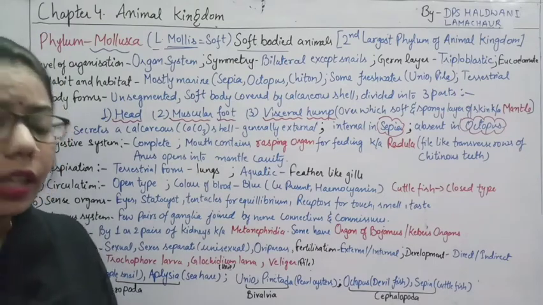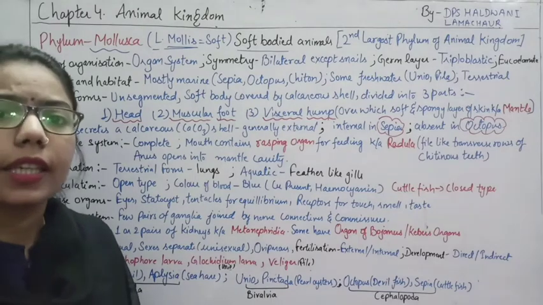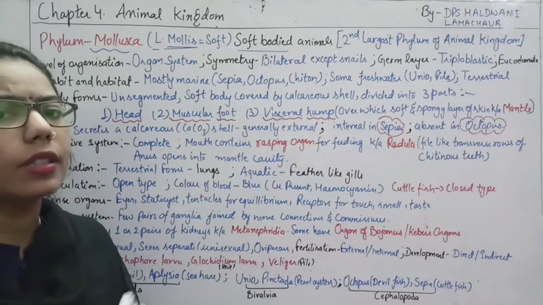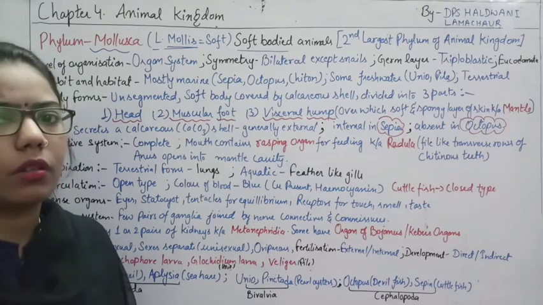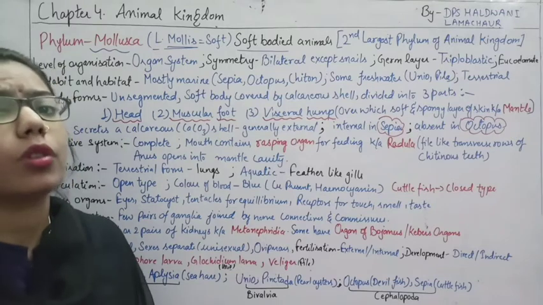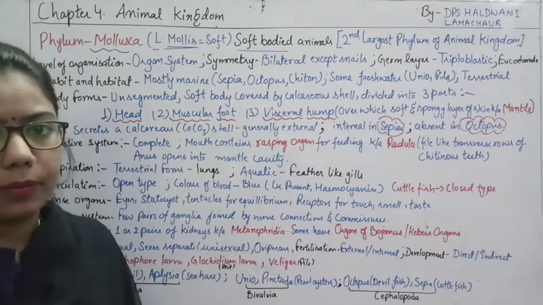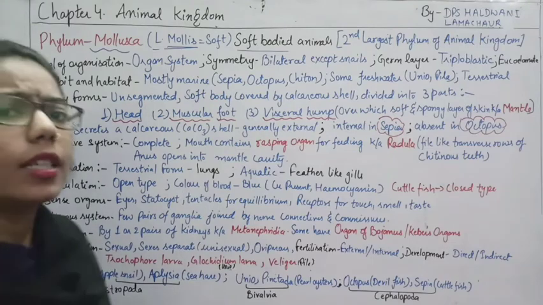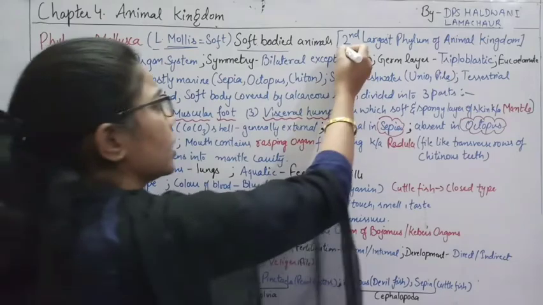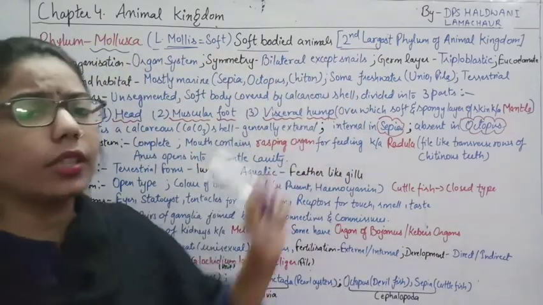Right? And a very important thing about this phylum is that it is the second largest phylum of the animal kingdom. In the previous phylum we did Arthropoda. हमने पिछले phylum क्या पढ़ा था? Arthropoda. Arthropoda was the first largest phylum in the animal kingdom. ठीक है, arthropoda क्या होता है? सबसे बड़ा phylum है animal kingdom का, and the second largest phylum is Mollusca. Right? So this question is important.